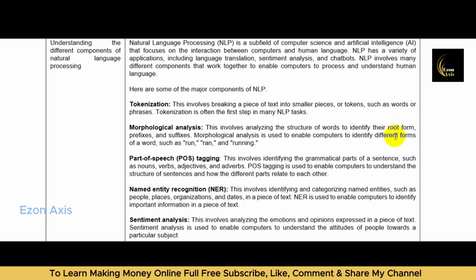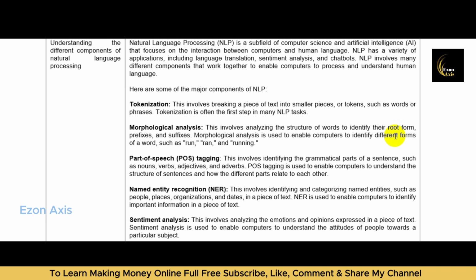Part of speech, or POS tagging. This involves identifying the grammatical parts of a sentence such as nouns, verbs, adjectives, and adverbs. POS tagging is used to enable computers to understand the structure of sentences and how the different parts relate to each other.